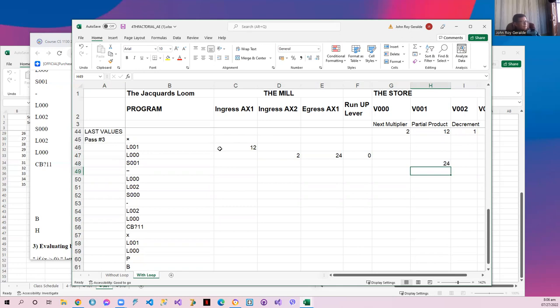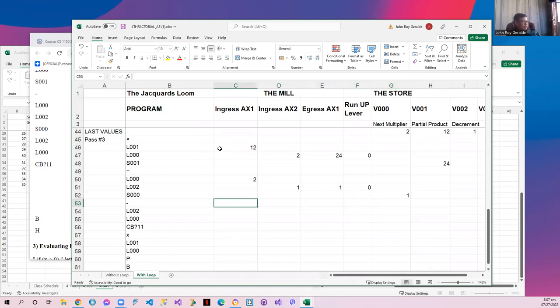Okay. Minus L000. We are now computing the next multiplier. L00 is 2. Minus 1, okay? L02 is always 1. 2 minus 1 is 1, right? So the run-up lever is still a 0. Okay? We follow. And we store it to 0, 0. So this becomes 1, which is our next multiplier. That will be our last multiplier, okay?